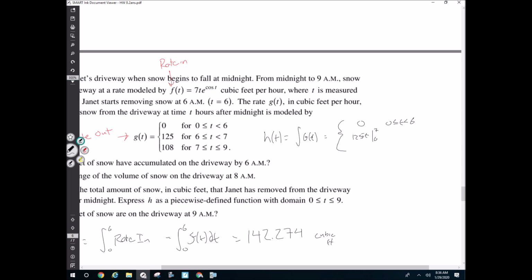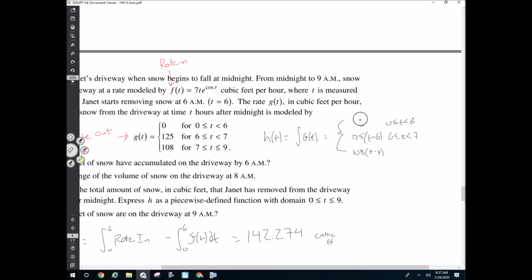To adjust that, so it's like 125 over an hour, we'd have to take that time and subtract 6. So that's like in the 7th hour, I would total 125 cubic feet removed. In the 6th hour, I'm still at 0. That's a little bit tricky to figure out. You don't see this question too often. And then you'd have 108, but it'd be t minus 7.